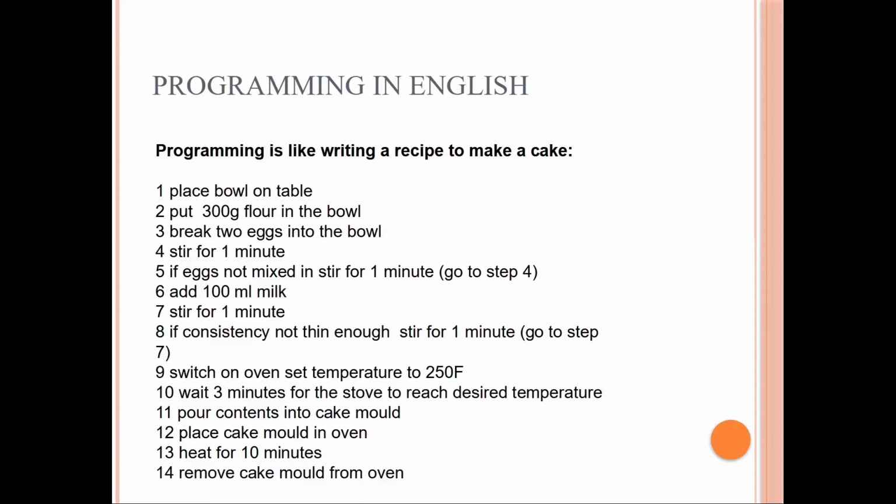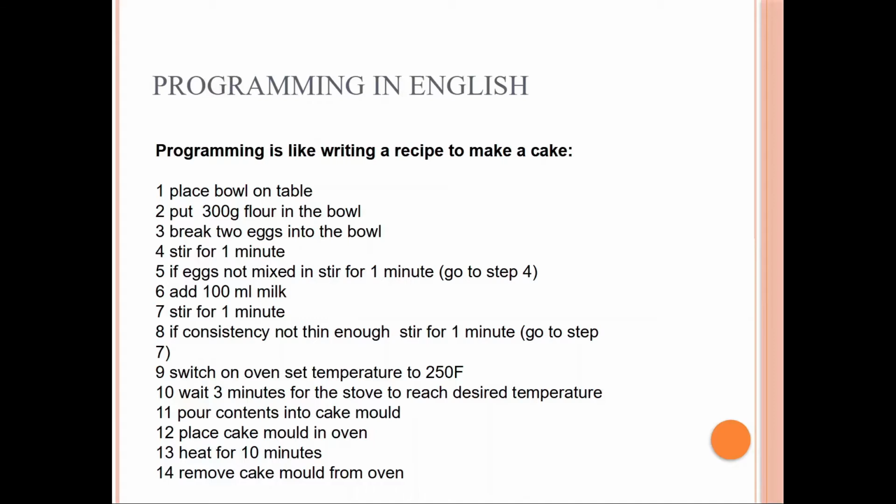Now, this is how it works. Imagine you gave a robot instructions to bake a cake. And these instructions would be a program, but the language would be English. So if we look here on the screen, we see we start with place a bowl on the table, put 300 grams of flour in the bowl, and we continue going down this program till we reach line 13, where we say heat for 10 minutes and remove the cake mold from the oven. At that point, we are ready to eat the cake.